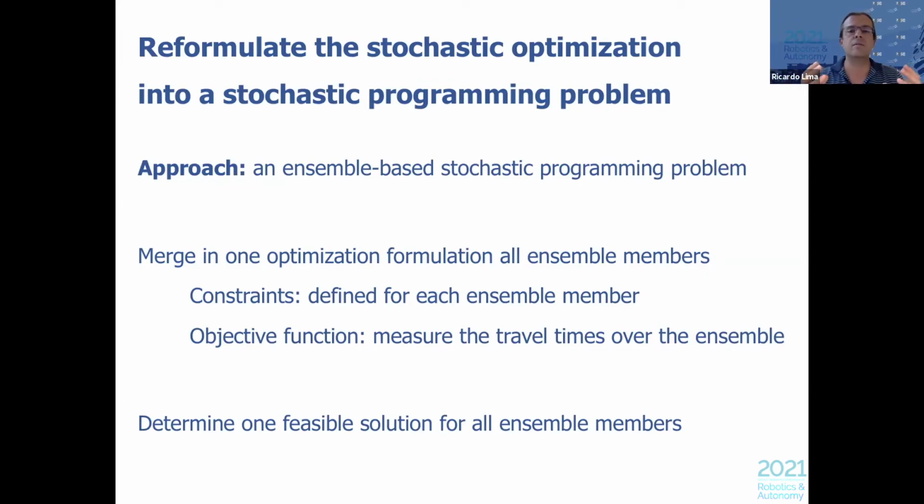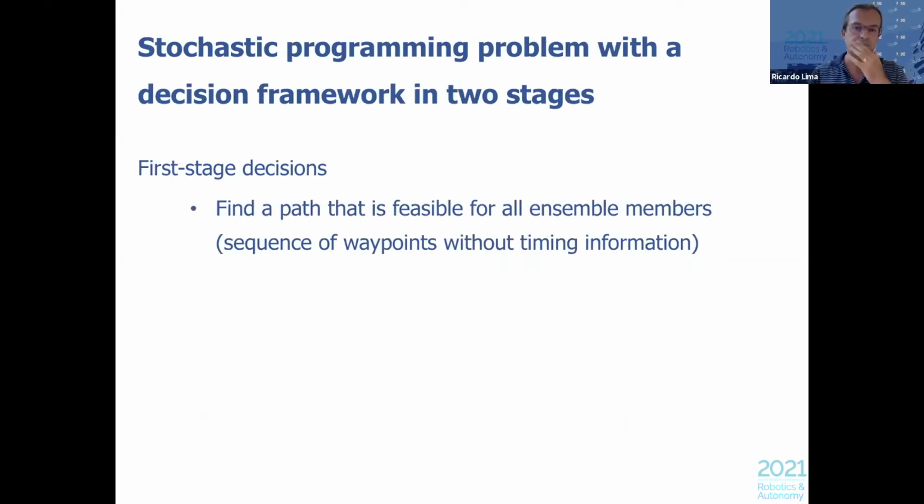But at the same time, what is interesting in this formulation is that we have all the different forecasts, 50 forecasts of the current, in one model, but we want to determine only one solution that is feasible for all the ensemble members. Okay, we don't want to end up with 50 different solutions, one for each forecast. We want only one solution. So what is our approach for this?